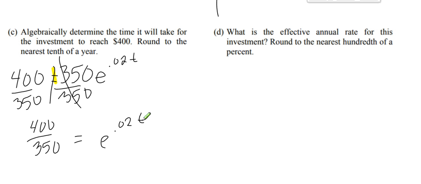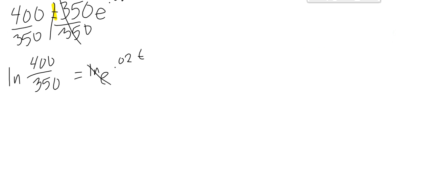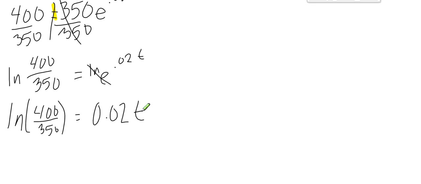I need to get rid of that e. So remember, I can put in the natural log to both. And that's going to cancel that out. So at this point, I'm going to have natural log of 400 divided by 350 equals 0.02t. I want t by itself, so I have to divide both of those. You can pause the screen if you need more time to write it.